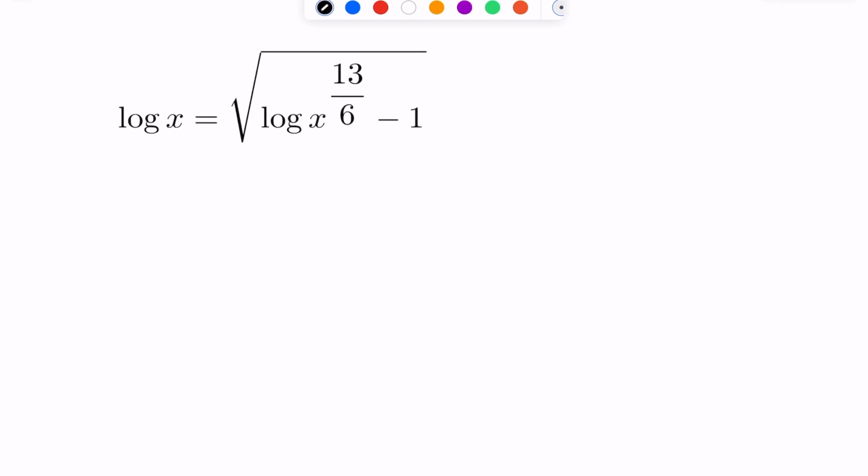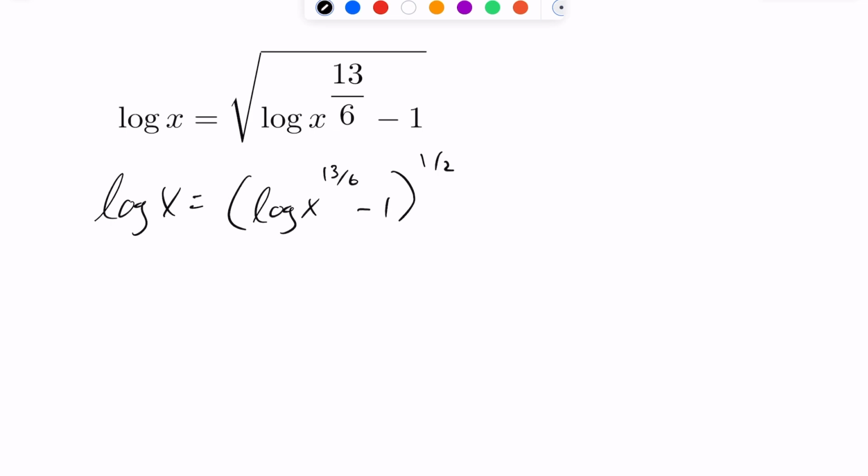First thing you want to do is apply your logarithmic properties where you can. So I've got my log base x. Always write things back in exponential form, especially when working with your logarithms. So this is 13 over 6 minus 1. This is to the power of a half.